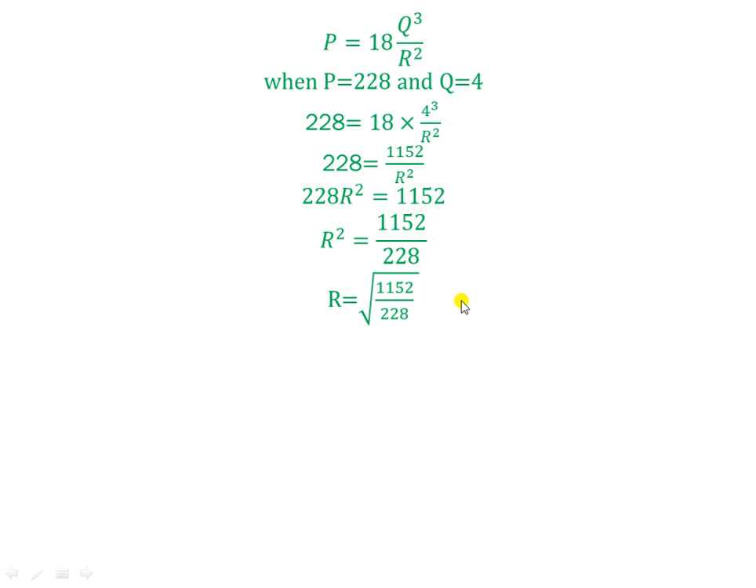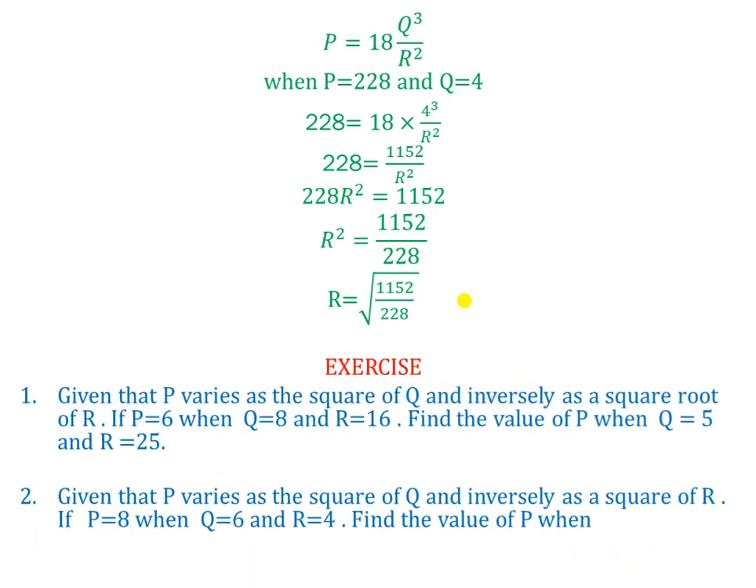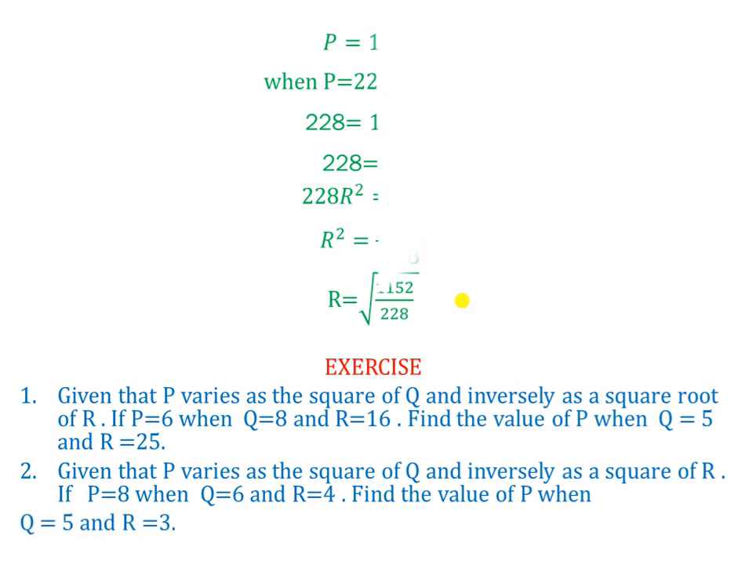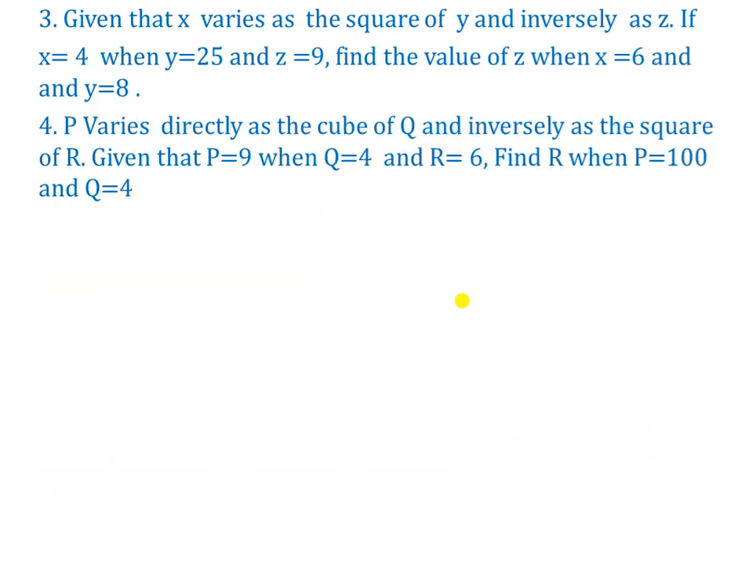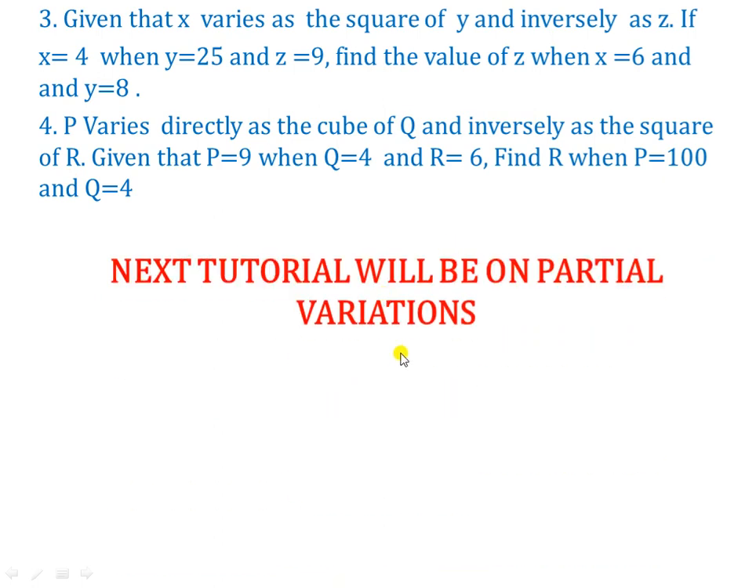So with these 3 comprehensive examples, I now believe you can also try the following exercise. So that is our question 1, question 2, question 3, and question 4. Now, be ready for the next tutorial, and it will be specifically on partial variations. This will be very comprehensive questions, and are most likely to always appear in your papers, especially in section B, meaning they take up to 12 marks.